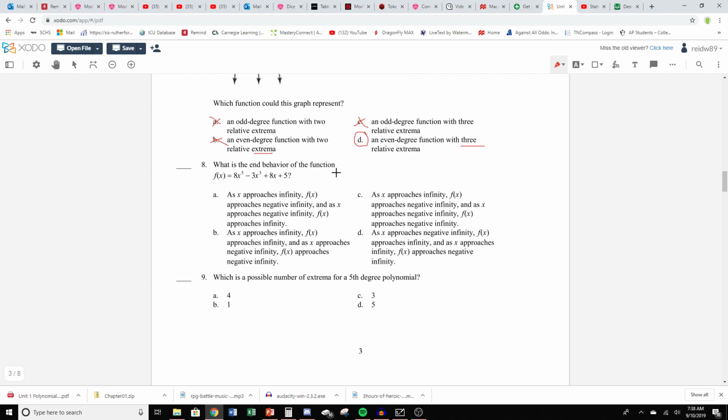Next, we have, what is the end behavior of this function? Well, you can graph this and you'll see it. I'm going to graph it here in a second on Desmos. Let me just get rid of that for a second.